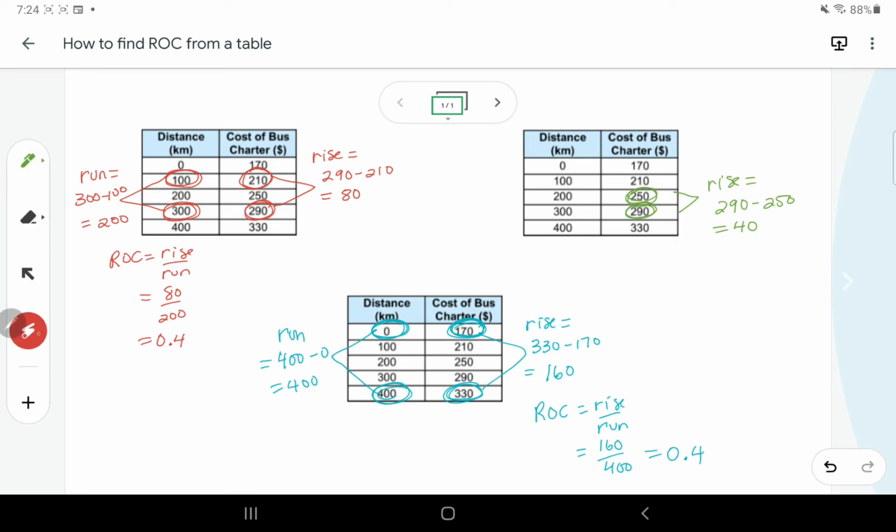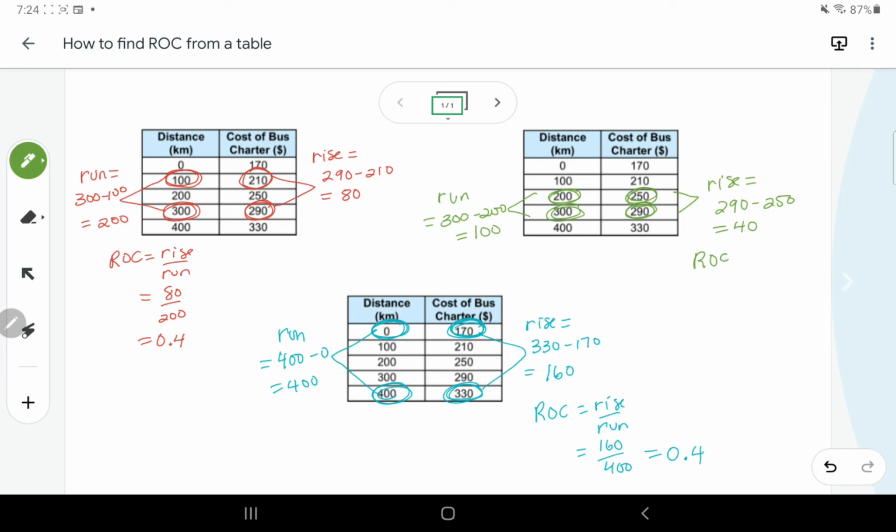And remember, once you pick the rise, you have to pick the ones right across from them. So across from the 250 is 200, and across from the 290 is 300. So that's the ones I have to do for run. So run is 300 minus 200. 300 take away 200 is 100.